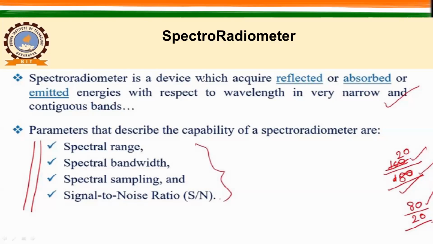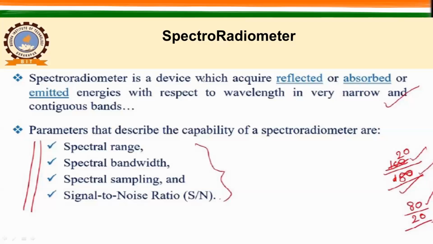Now let us understand what we mean by spectral range. Our instrument is sensitive between 0.4 to 2.5 micrometer or 2.5 to 16 micrometer or in any other wavelength range. So that is the spectral range of your instrument. Because here we are using this parameter to define the capabilities of our instrument. So first thing you have to look at is what is the wavelength range in which the spectroradiometer is working. After that, the second is spectral bandwidth.